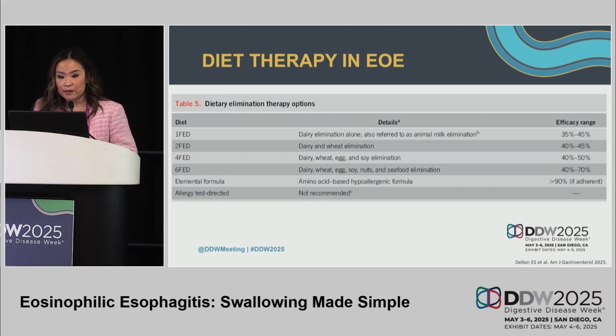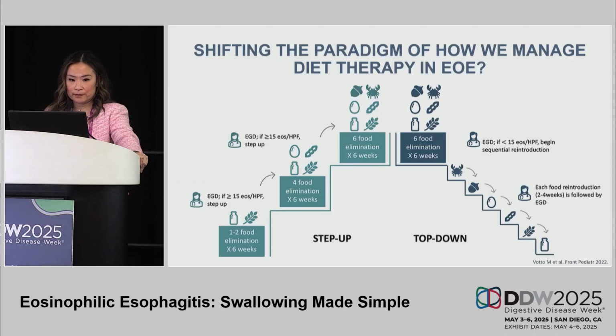Allergy tested directed diets have really fallen out of favor and are not recommended. And elemental diets, I think, have a huge impact on quality of life, which needs to be considered in a chronic disease. So given this data and recent important studies looking at the efficacy of 1, 2, and 4 food elimination diets, some have changed the approach to consider starting with a less restrictive diet. For example, starting with the removal of milk and wheat, and then considering endoscopy, and if active EOE, then stepping up to the 4 food elimination diet.